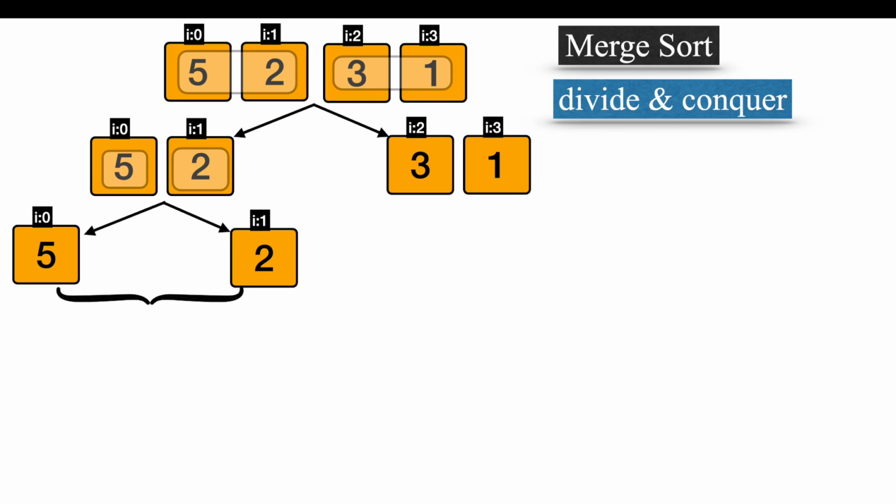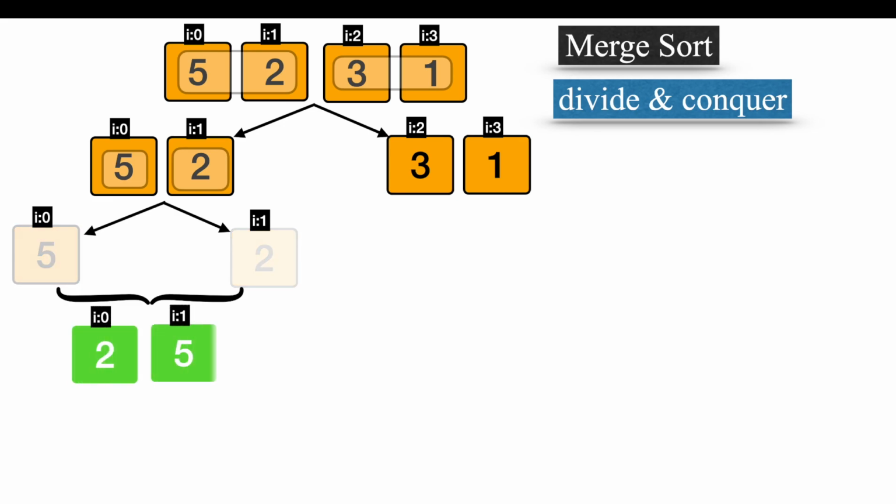As part of the conquering logic, we compare left array elements with the right array elements, then we apply sorting. After comparing element 5 with element 2, 2 is smaller, so we copy element 2, then we copy element 5. With this, we are done with sorting the left part of the array. Let's move on to the right part of the array, which can be further divided into 3 and 1.